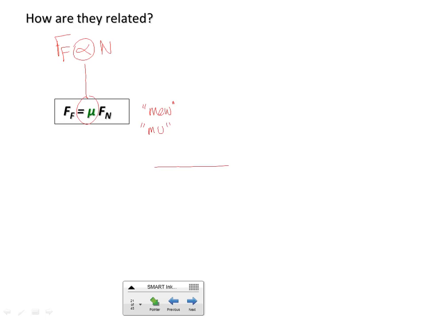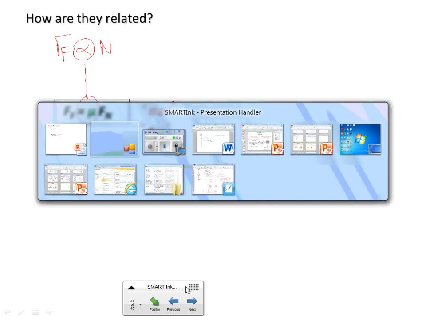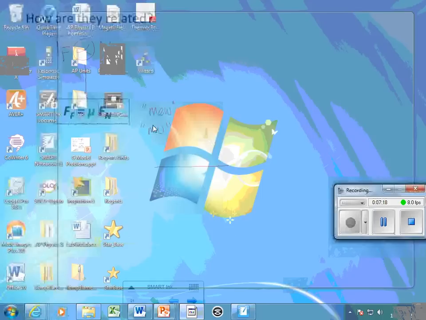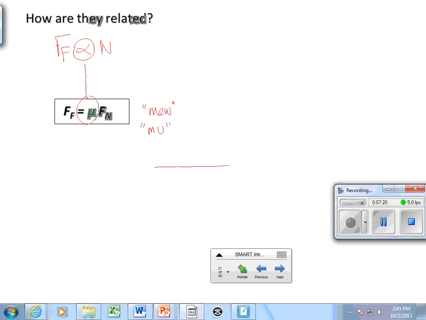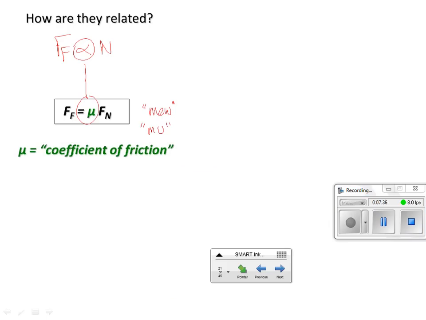which looks like, if you were to write it, hang on one sec. So, as I was saying, I think that mu is like a U with a tail on the front of it. All right? Okay. So, what is this thing, mu? It's called the coefficient of friction. All right? It's literally what it's called.